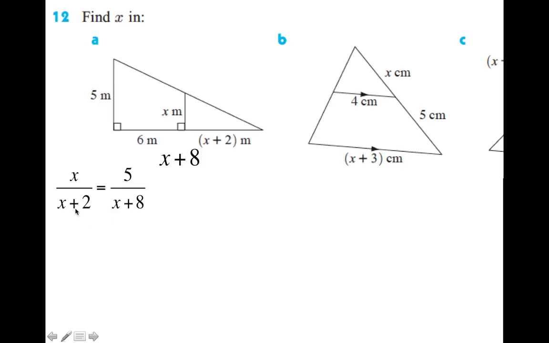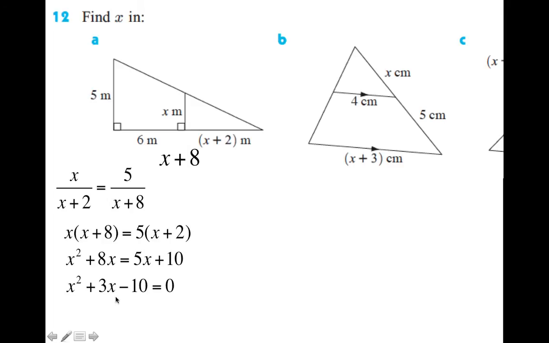This can be solved. I can cross multiply. When I cross multiply, I do x times that, or 5 times x plus 2. Multiply through here: x squared plus 8x equals 5x plus 10. Move everything to one side. You get this equation equal to 0. Now we can solve. Try factoring first. Yes, it factors: x minus 5, x plus 2. That means our solutions for x are 5 and negative 2. But negative 2 is no good because it can't be a negative side. So x equals 5 is the only value that works here.